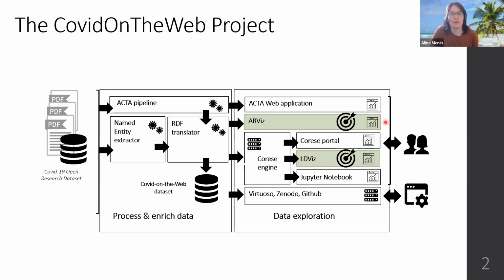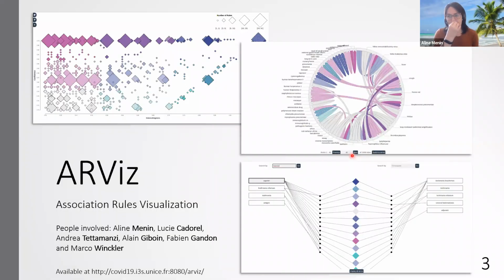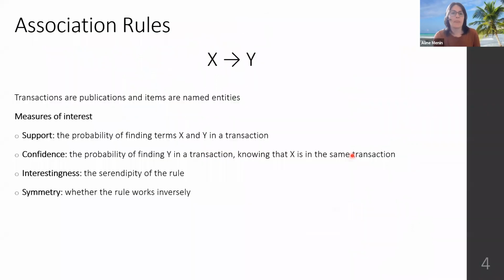So basically what I'm going to show you today are the RVs and LDVs applications. I'm going to start with the RVs application. This has been developed to support the exploration of association rules. The people involved in this project are myself, Lucy, Andrea, Alain, Fabien, and Marco. And this is the subject of one of the papers we just had accepted in the InfoVis conference.